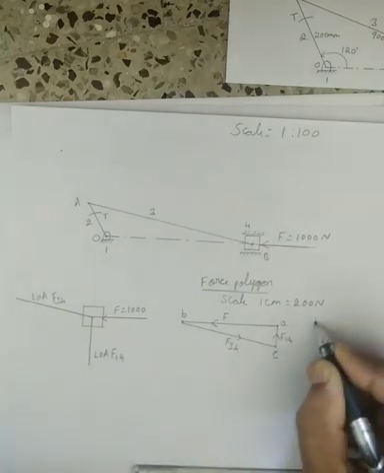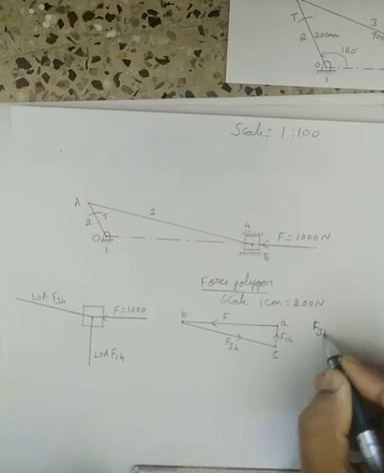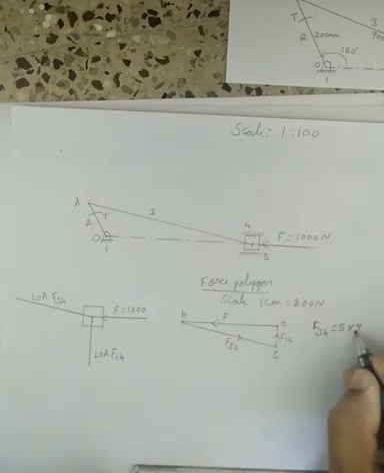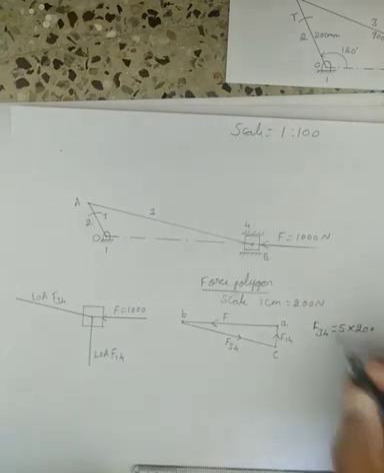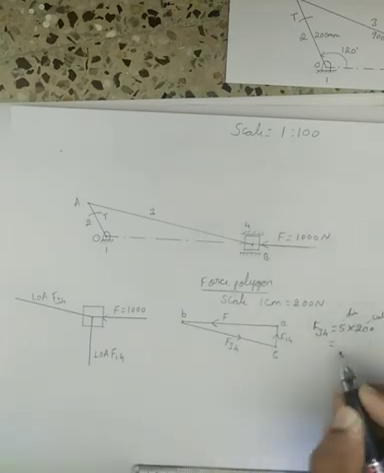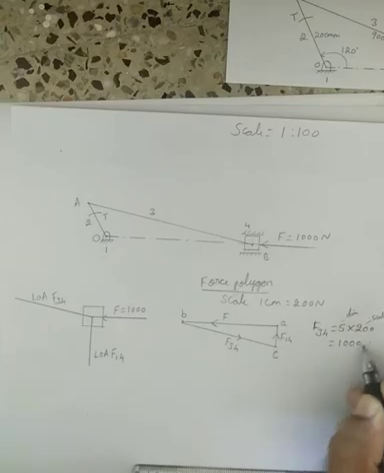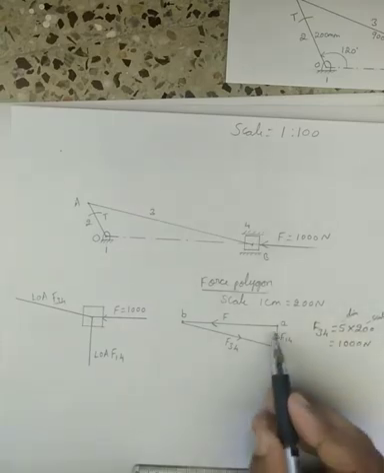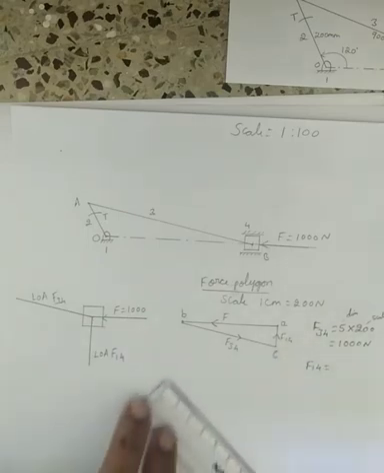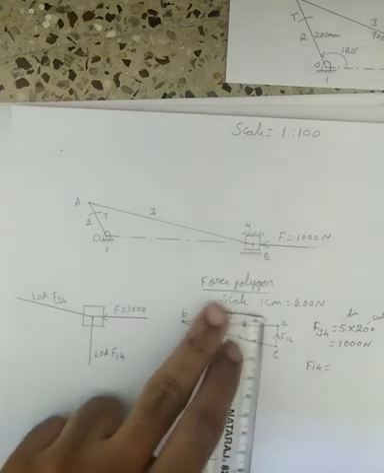So F34 is 5 into scale. Scale is 200. So 5 is the dimension we have obtained from this, and 200 is the scale. So 5 twos are 10, so I will get it as 1000 Newton. Same way I can find out for the F14 also.